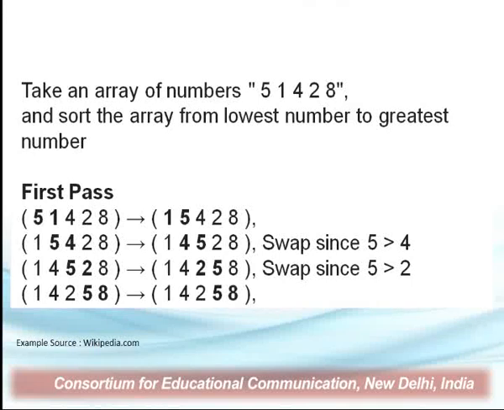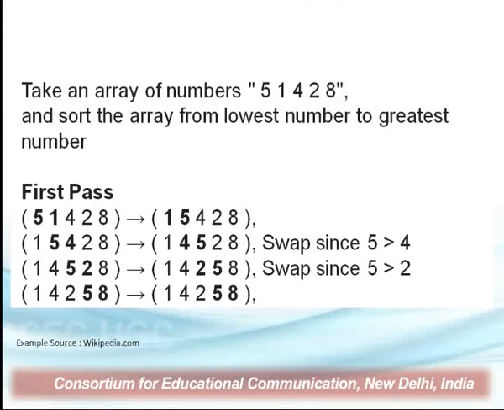In order to understand the procedure of bubble sort, let us take an array of numbers which is 5, 1, 4, 2, 8, and we want to sort the array from lowest number to the greatest number, that is in increasing order. So, essentially what is happening? The list is 5, 1, 4, 2, 8.